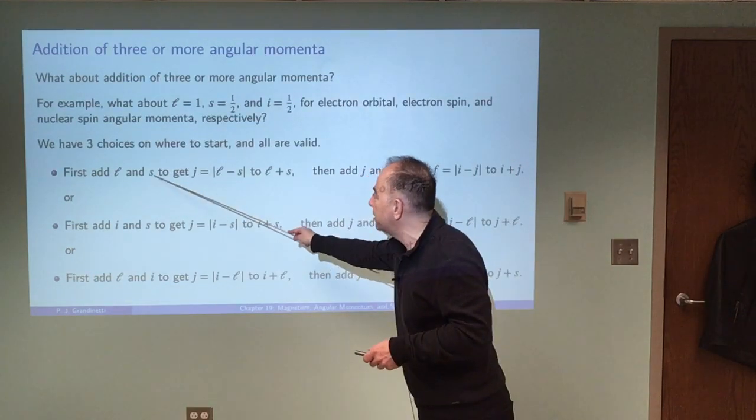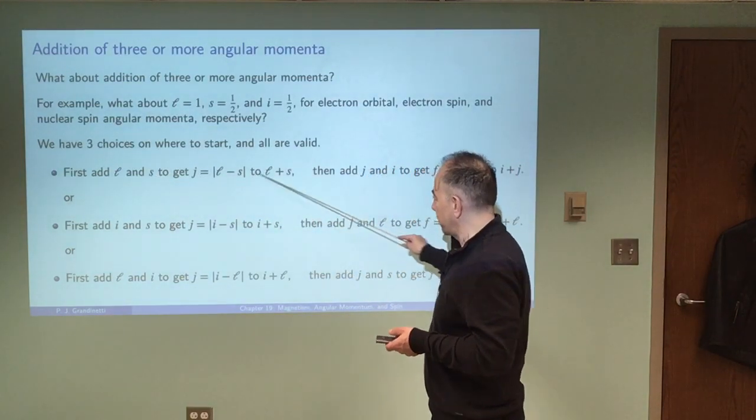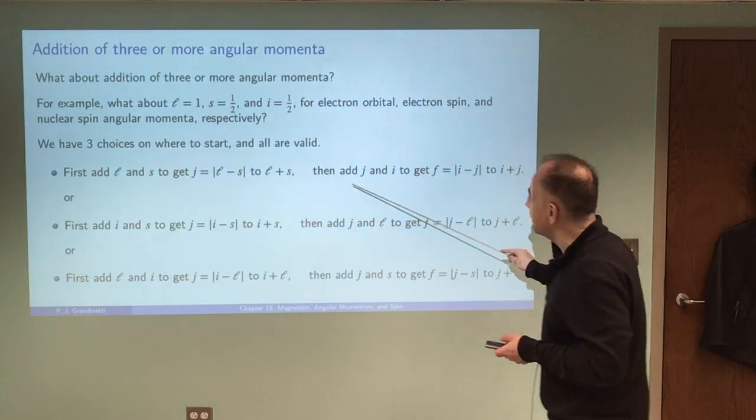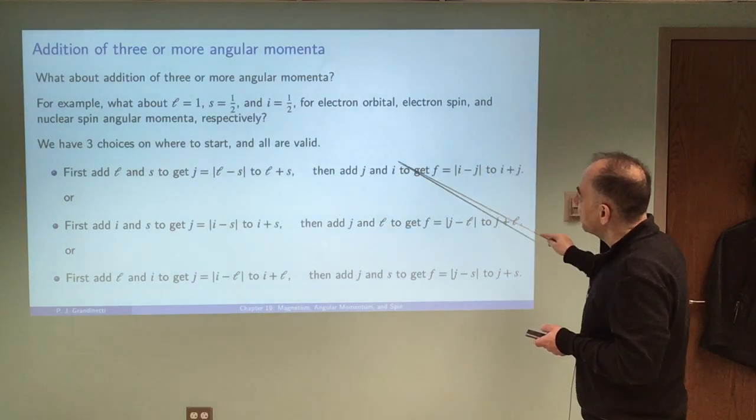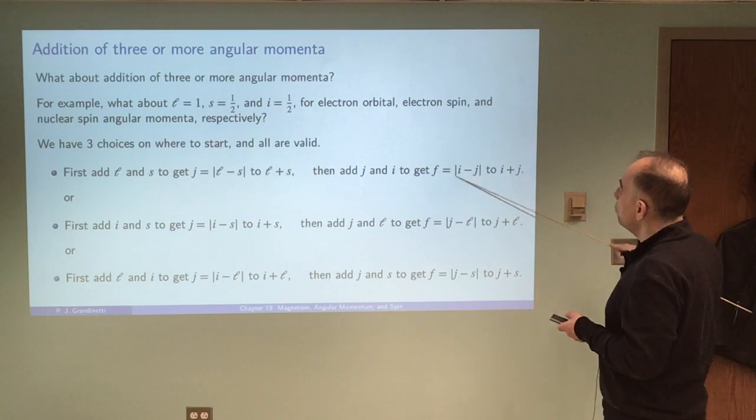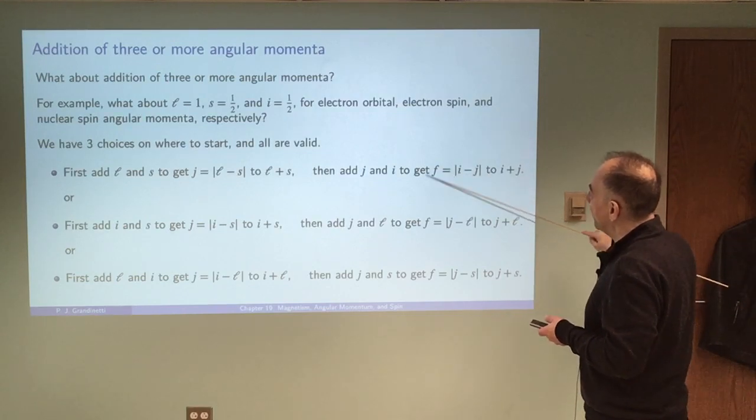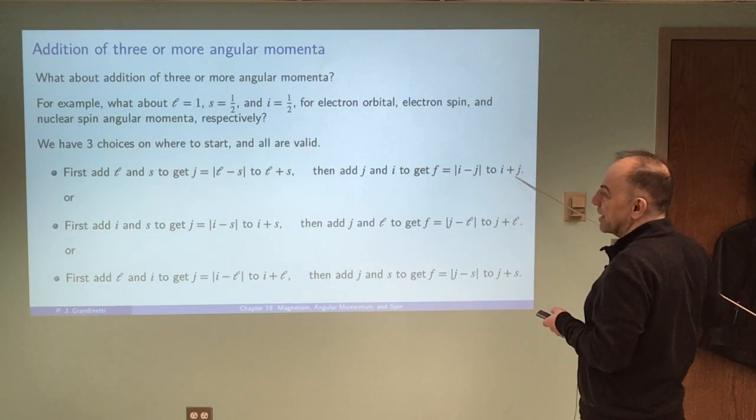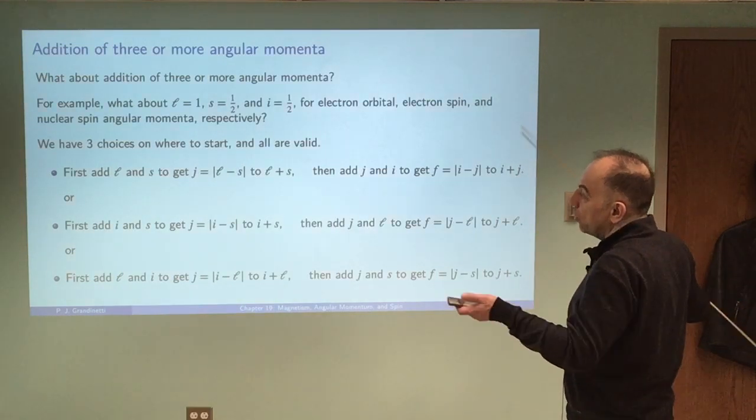You could add L and S to get a J, which again varies like this. And then you can add to that J the I, and we'll call the new total angular momentum quantum number F, which will range between here. That's one way you could do it. Or you could have done it the other way.